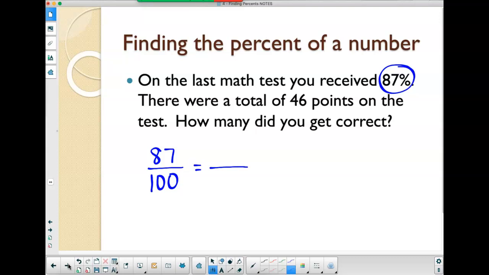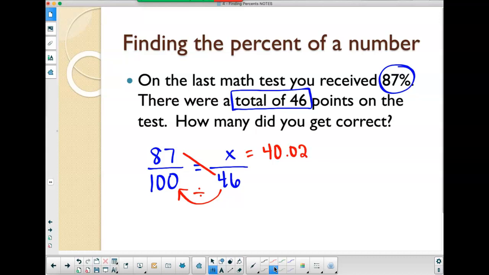Okay, the only other number in this problem is 46. Is that the part or the whole? What do you think? Should that go on the top or the bottom, Savannah? On the bottom. She says on the bottom, and it says a total of 46 points. So I would agree. That is the whole amount, 46. And that means we put an X on the top. So to solve this, we're going to multiply 87 times 46 and then divide by 100. And you get 40.02.